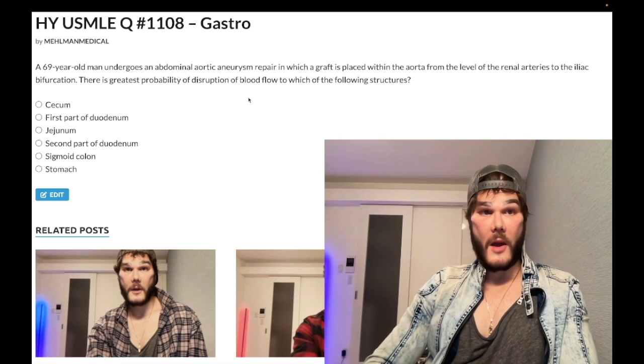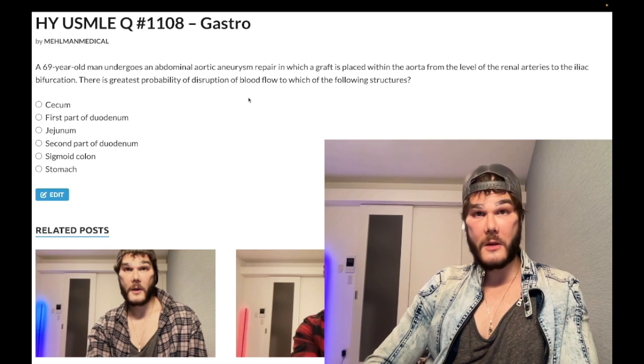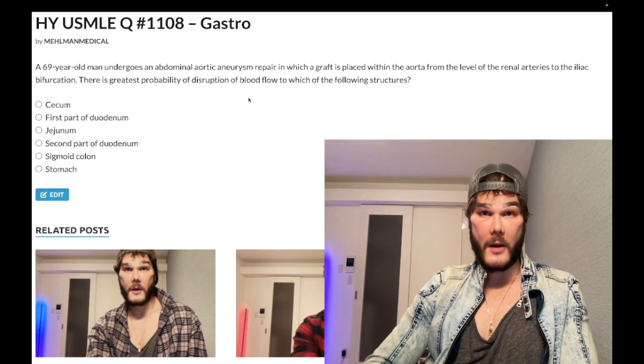And then we've got the sigmoid colon. Correct answer, okay? Because that's inferior mesenteric artery supplying the hindgut. So we said hindgut is going to be the last third of the transverse colon until the upper part of the rectum. Well, the sigmoid colon is just proximal to the rectum. So it's just basic anatomy there.